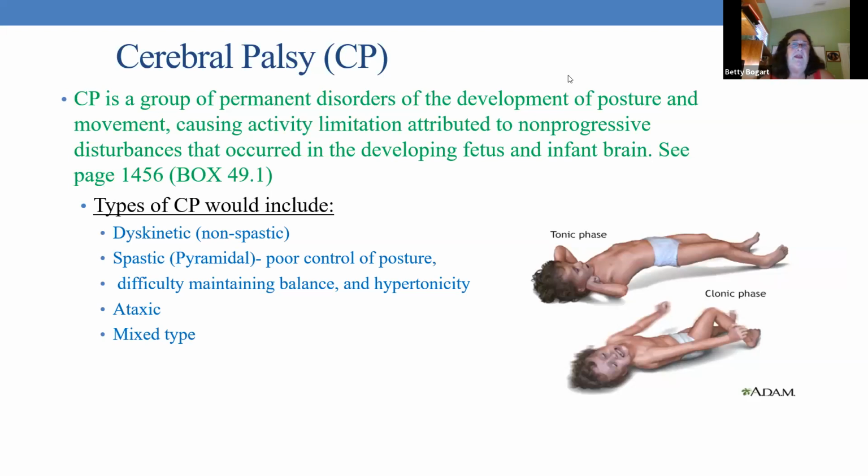Cerebral palsy. It's something that happens, whether it's in utero or it's something that happened, a hypoxic episode at birth. Many different things can cause cerebral palsy. It has to do with when the baby is developing in utero. There are different types of cerebral palsy. You know, there's dyskinetic, which is non-spastic. These children are able to move more. Ataxic, mixed. The spastic is the one that mostly I've dealt with.